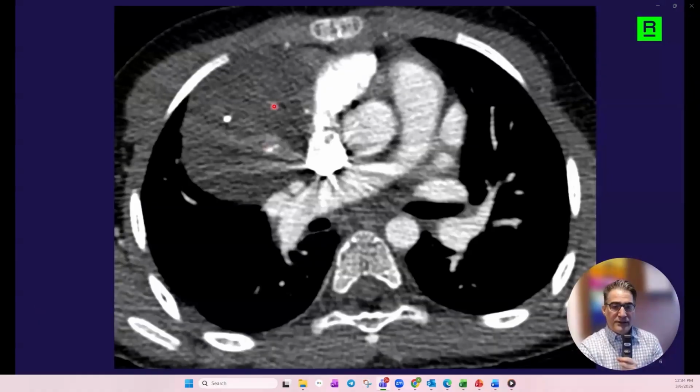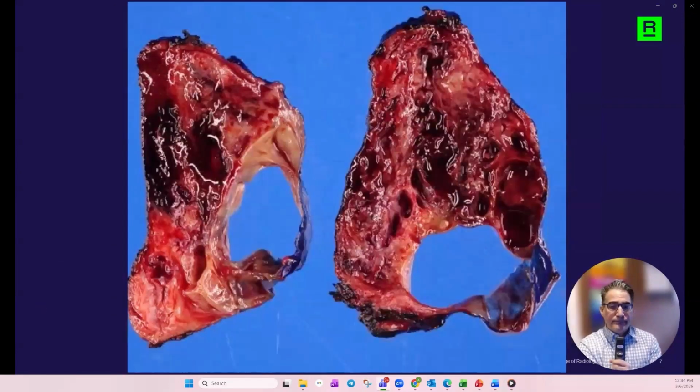Here are the still images. We've got that phlebolith here and that prominent draining vein in this hypodense lesion along the right aspect of the heart. Here is the cut specimen of the resected mediastinal mass. It has fibrous and solid portions along with multicystic portions, and then we have this large draining vein heading superiorly from the lesion.